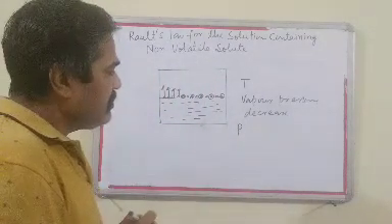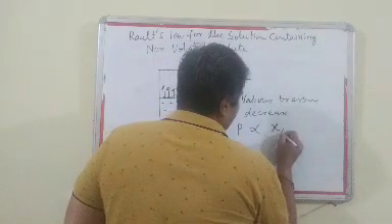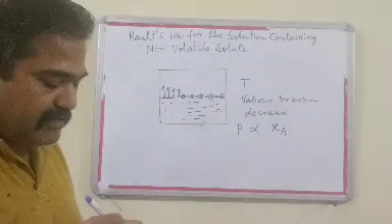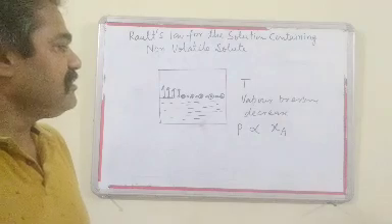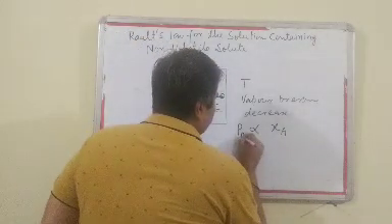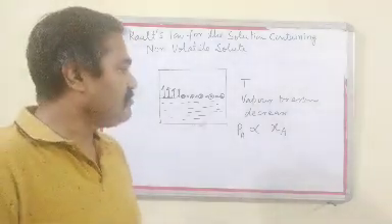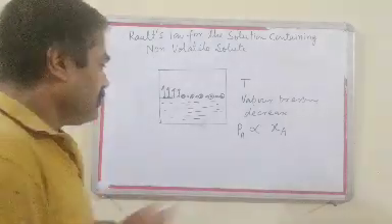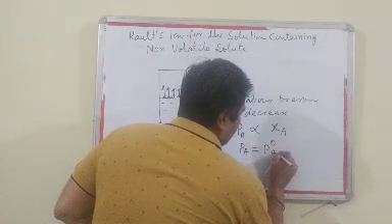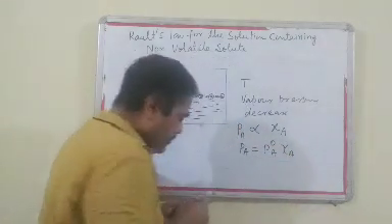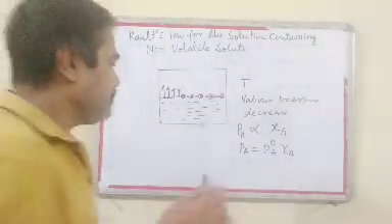Suppose P is the vapor pressure of the solution and it is directly proportional to the mole fraction of the solvent. Let the mole fraction of the solvent be XA. So we can use PA for the vapor pressure of the solution. So PA is directly proportional to the mole fraction of the solvent. On removing the sign of proportionality, PA equals P0A XA, and here P0A is the vapor pressure of the pure solvent at that temperature.